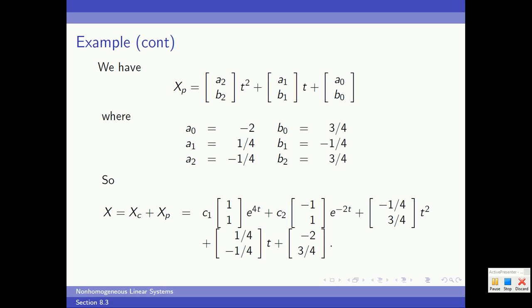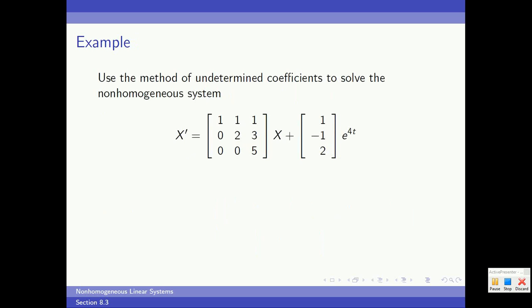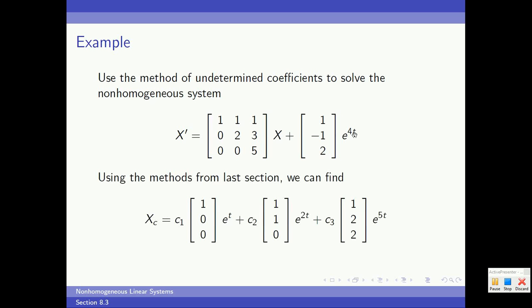So undetermined coefficients is the exact same as what we did for the one equation case. The only thing is that there's potentially lots of coefficients to solve for. So if I look at this one, again, this is another non-homogeneous system. I have an exponential over here, so I can use the method of undetermined coefficients.